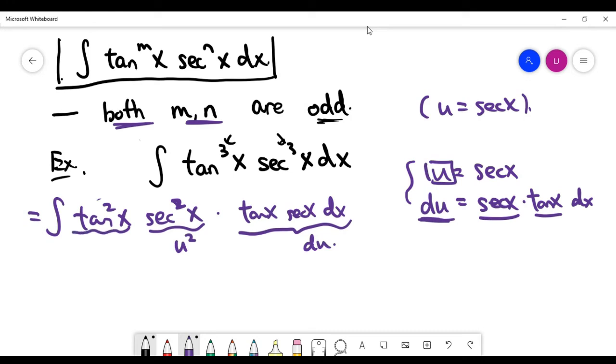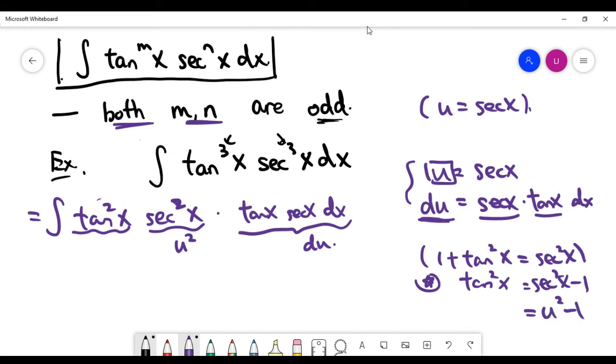And we have to make use of the famous identity, which is 1 plus tangent square x equals secant square x. And now you see tangent square x is going to be the same as secant square x minus 1, which is u square minus 1, right? So tangent square x is the same as u square minus 1.